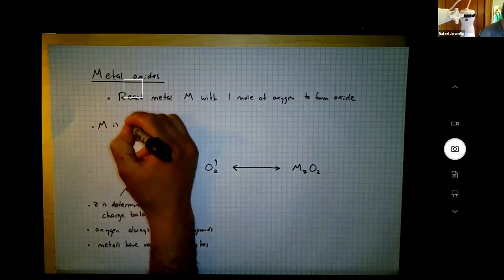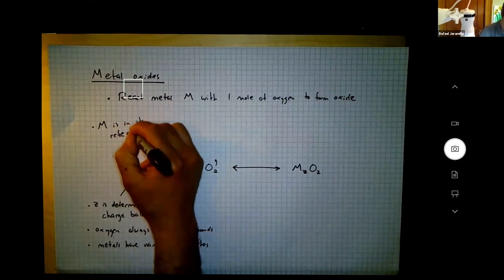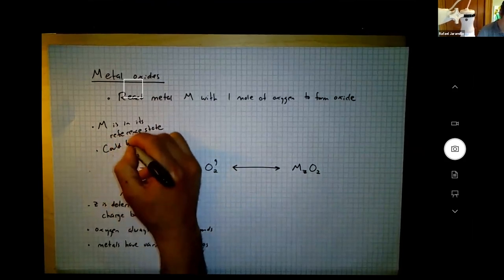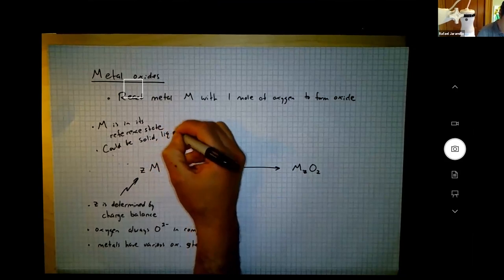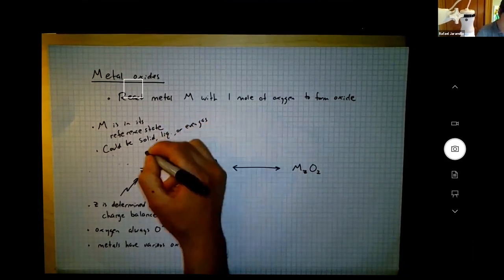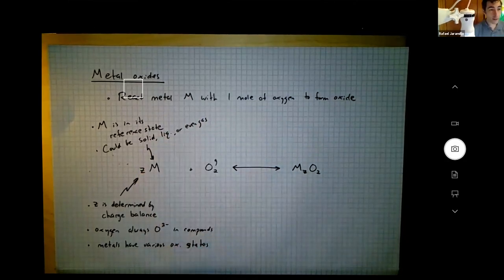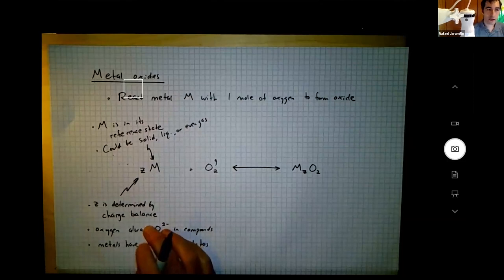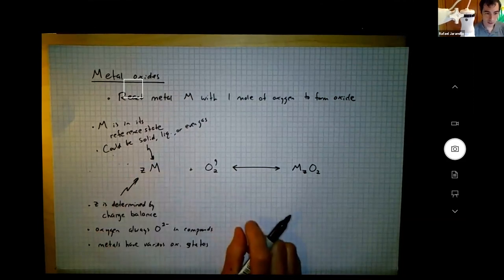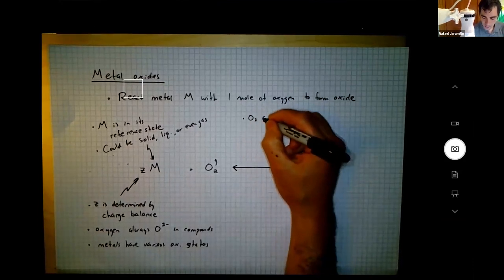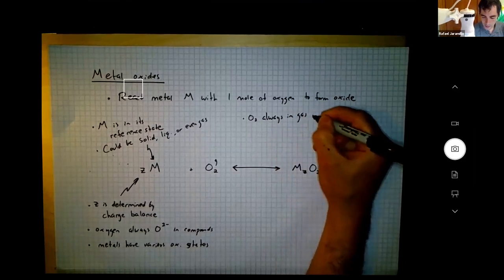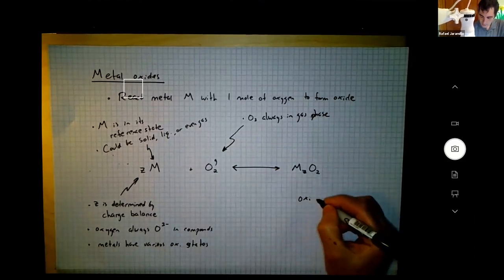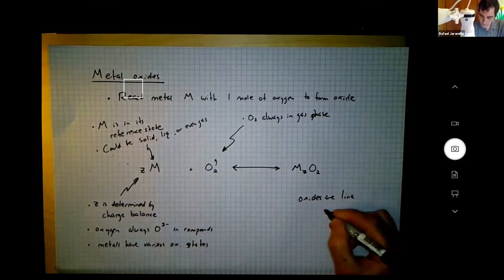Here, M is in its reference state. That could be solid, liquid, or even gas, although we don't really encounter that so often. But, you know, for oxidation of metals at low temperature, the metals are solid unless it's gallium or mercury. For oxidation of metals at high temperature, a lot of them are molten, right? So this matters for high temperature electrochemistry. All right, oxygen is always in gas phase. We're not talking about low temperature physics here, so oxygen is always going to be in its gas phase. And these oxides are line compounds.